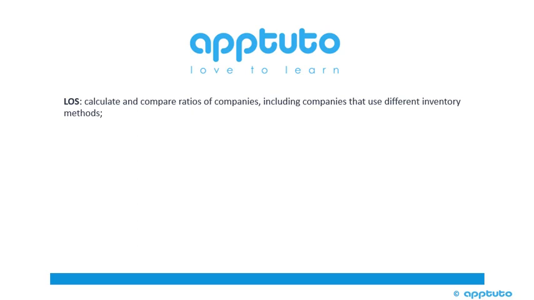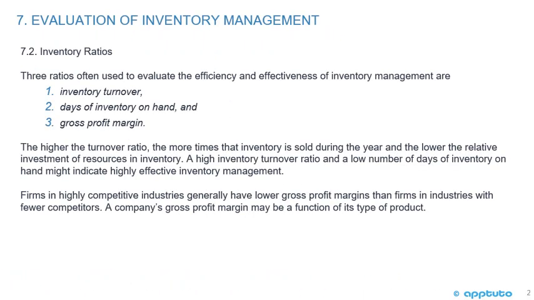This LOS is to calculate and compare ratios of companies, including companies that use different inventory methods. Inventory ratios. Three ratios often used to evaluate the efficiency and effectiveness of inventory management are: 1. The inventory turnover, 2. The days of inventory on hand, which is 365 divided by the turnover, and 3. The gross profit margin. The higher the turnover ratio, the more times that inventory is sold during the year, and the lower the relative investment of resources in inventory.